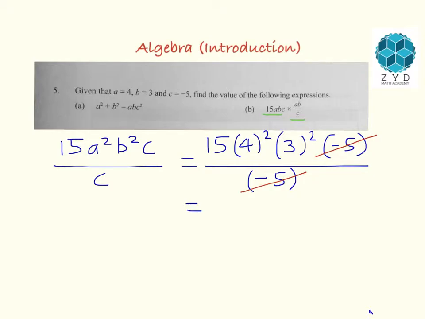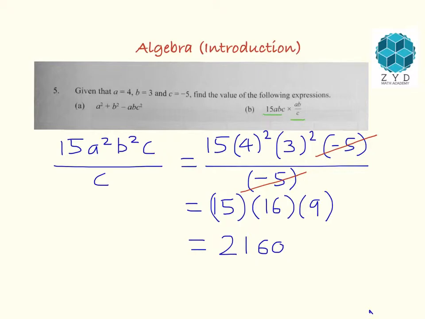So this is 15, 4 square is 16, 3 square is 9. So this gives me an answer of 2160. That's how we do question 5b, but there is an alternative method to solve this question. I will go through the alternative method on the next slide.